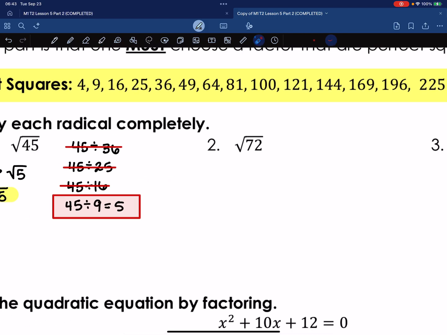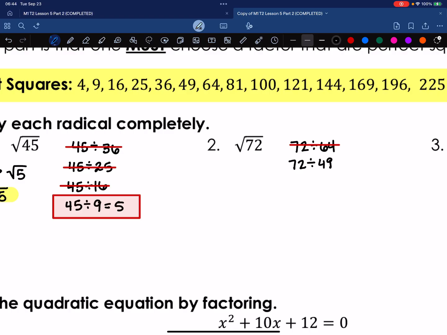So the square root of 72, we find where 72 falls in this list of perfect squares, and it falls right here in between 64 and 81. So we're going to start with 64. 72 divided by 64 gives us 1.125. So that's not dividing evenly. Then we're going to take 72 divided by 49.